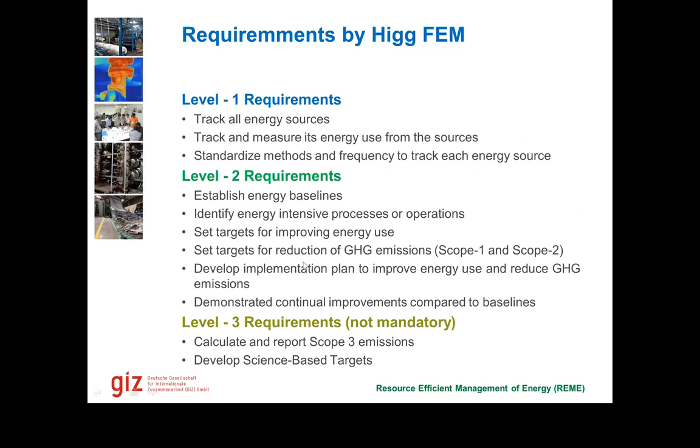And level 3, which is not mandatory, it asks for setting long-term targets and going beyond our control, talking about scope 3 emissions and setting science-based targets. So this is what HIG FEM is requiring, but pretty much derived already from ISO 50001 and 50002. You can see that level 1 and level 2 are not very different from 50001, 50002 requirements, very much similar to those.